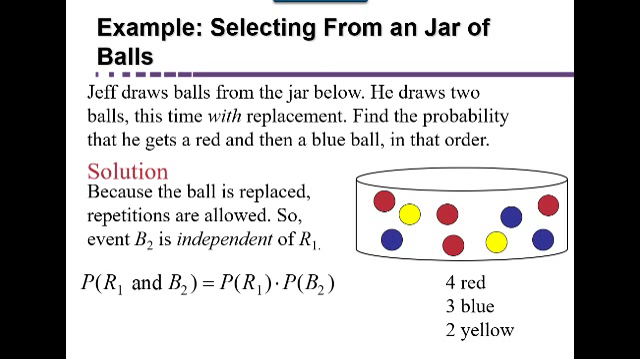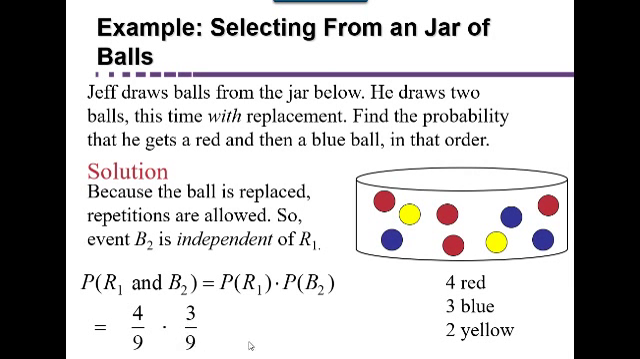So again, we have 4 red, 3 blue, 2 yellow. The probability of red on the first draw and blue on the second draw is just the probability of drawing a red on the first draw and the probability of drawing a blue. You don't have to say given that red has occurred. You could, but it's not going to affect anything.